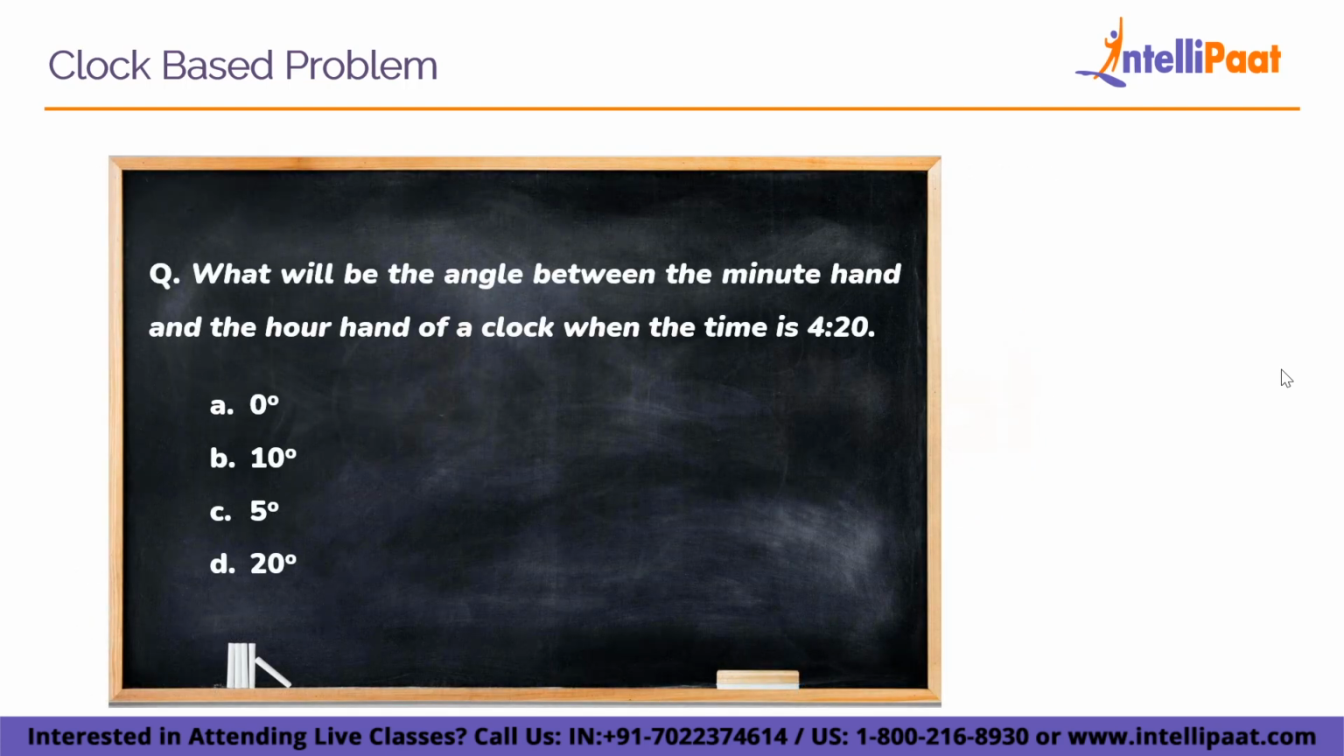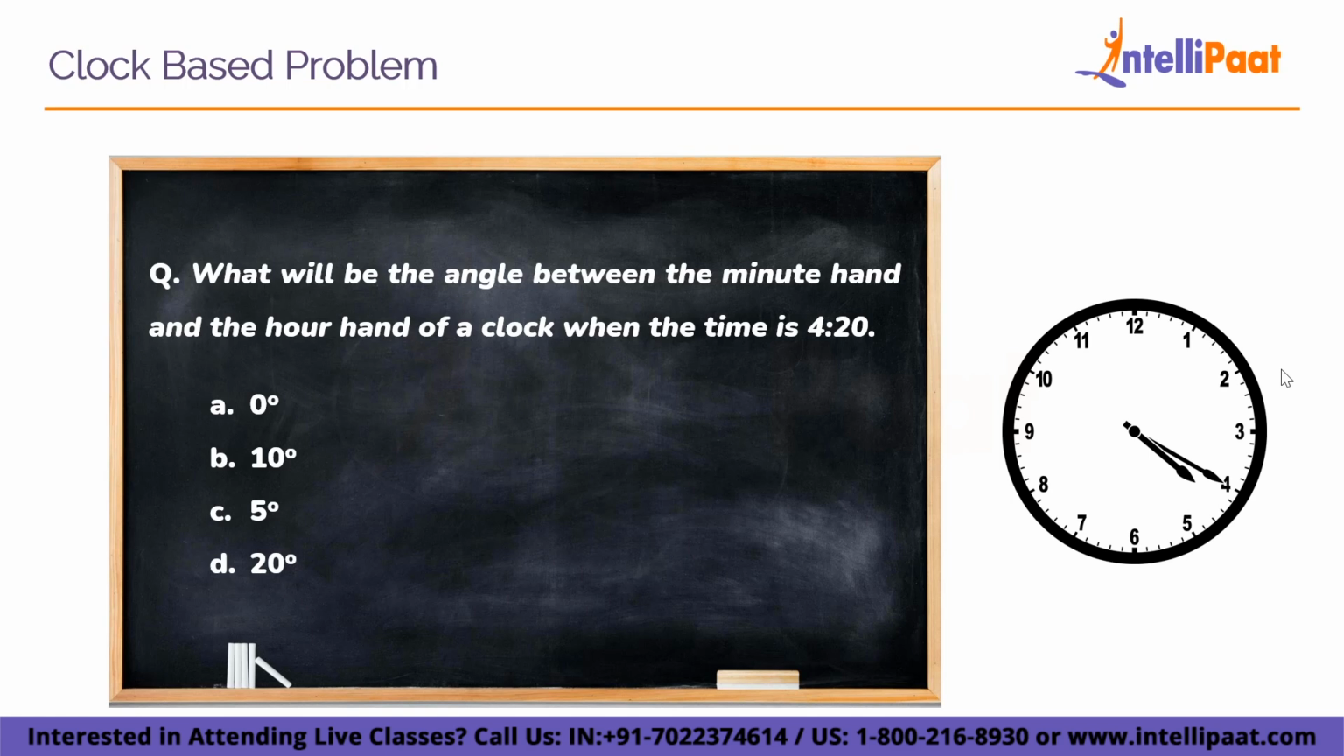Now let's jump on to our first problem, and the question is what will be the angle between the minute hand and the hour hand of a clock when the time is 4:20, right? So in this question, we have to find the angle between a minute hand and an hour hand when the time is 4:20, right? So in an analog clock, 4:20 looks somewhat like this, right?